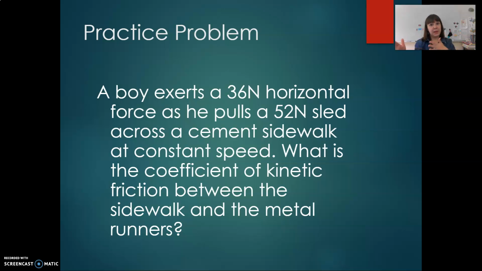It's at a constant speed, which means that we're not accelerating. So our force applied must be balanced by the force of friction. You see where we're going here? So F of F, force of friction, must be that 36 because it's equal and opposite to his applied force. So now that you've got your numbers, what's the coefficient of kinetic friction between the sidewalk and the metal runners? Okay, try the fun formula and see if you can get it.